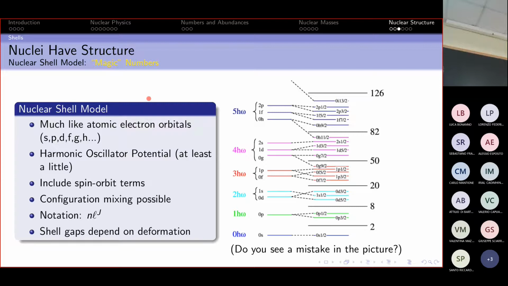Now, there's another aspect of nuclear structure that I want to show you, because this comes into play when we start talking about Big Bang nucleosynthesis and stellar nucleosynthesis. Do you remember what the most tightly bound nucleus is? Iron, yeah. Somewhere around iron or nickel. What was another tightly bound nucleus that we talked about? Helium. Two protons, two neutrons.